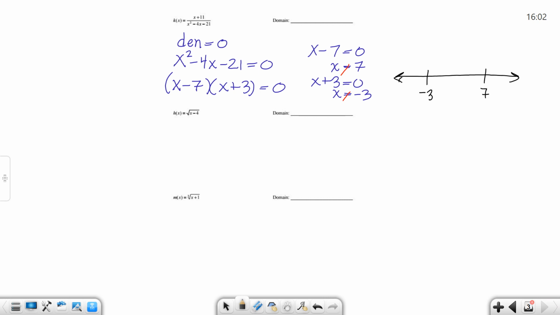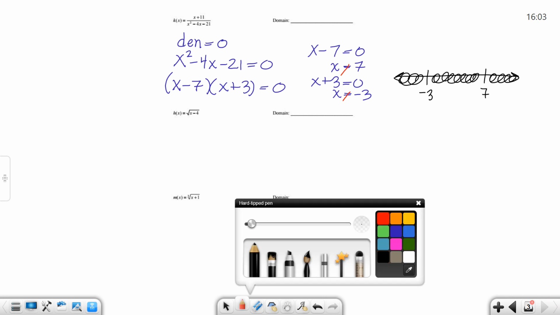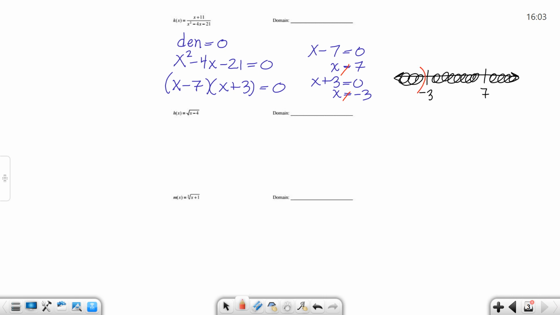I get as close as I can to negative 3 but not include it. I also have to take into consideration the middle, all the numbers between negative 3 and 7, and then all of these numbers on the far side. So if I get as close as I can to negative 3, I'd put parentheses there, as close as I can to 7, and so forth.